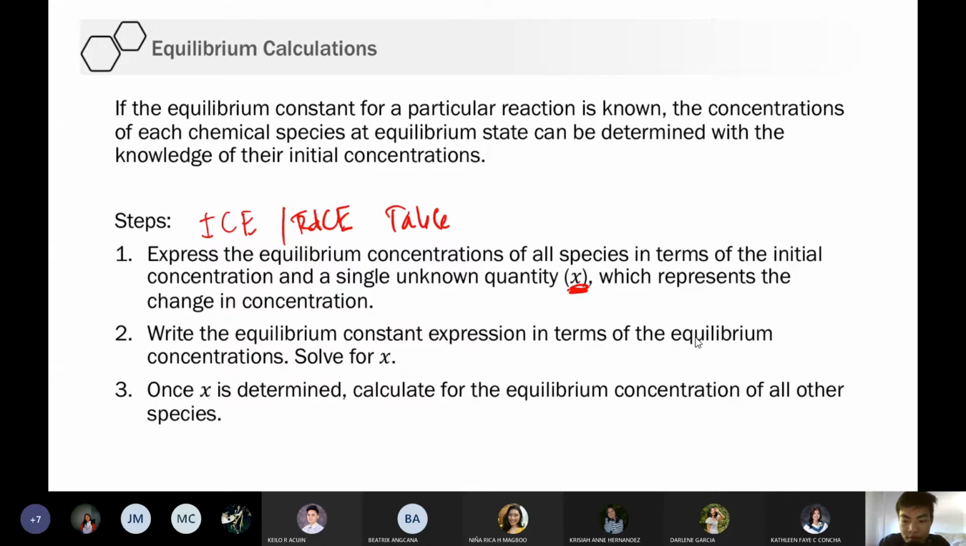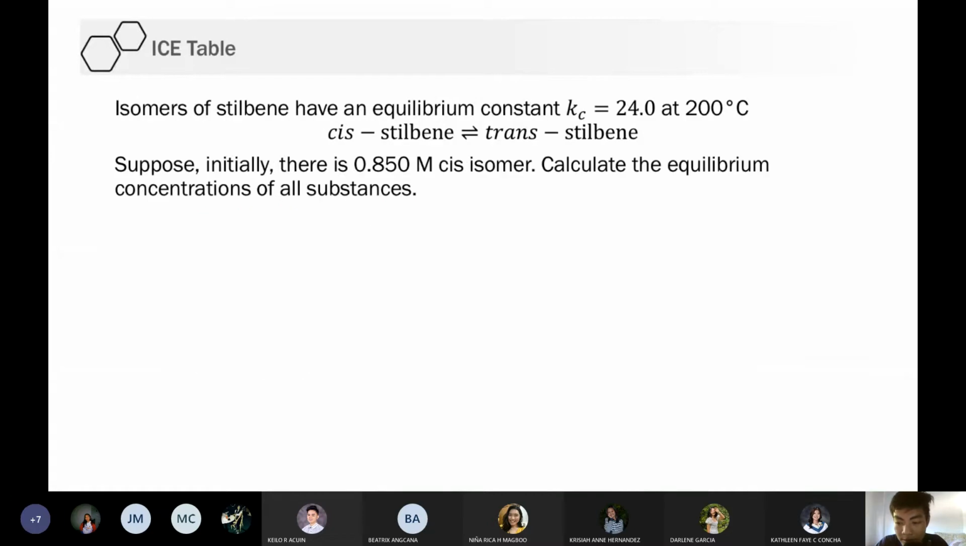Okay. So let's have some examples so that we will clearly see how to answer this type of question. Okay, so let's have number one. Isomers of stilbene have an equilibrium constant of 24 at 200 degrees Celsius. The equation is given below. Suppose initially there is 0.85 molar cis isomer. Calculate the equilibrium concentration of all species.